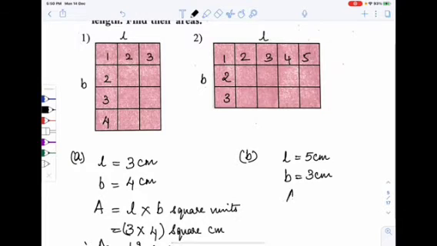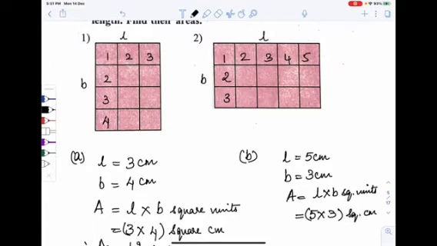So therefore the area of this rectangle is L into B square units. Children, please make a habit of writing the formula first and then substituting it. It's always better, so that you remember the formula all the time. So L is 5 centimeters into B is 3, which is square.